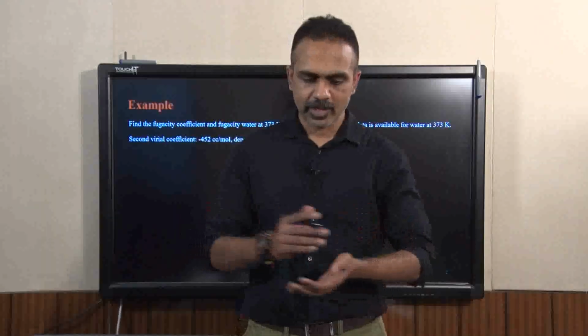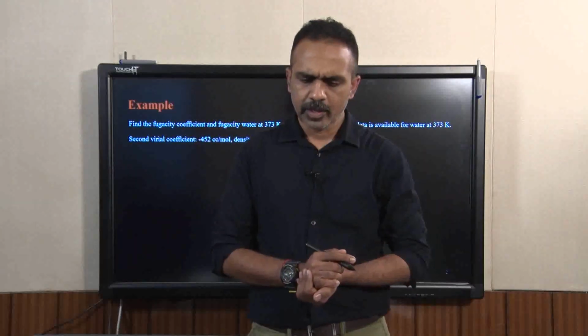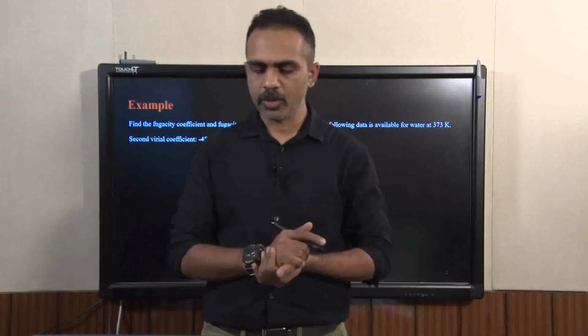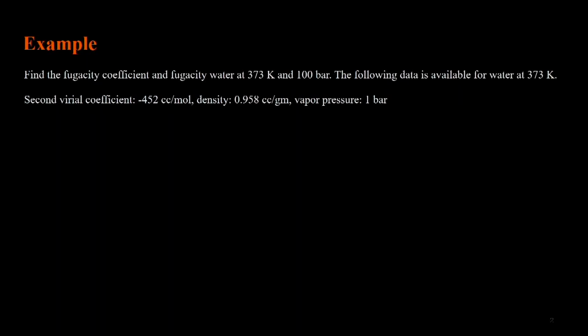All right, now let's look at an example. We have water at 373 Kelvin and 100 bar, and we want to estimate the fugacity coefficient and fugacity for this water. The following data is given. The second virial coefficient is given.